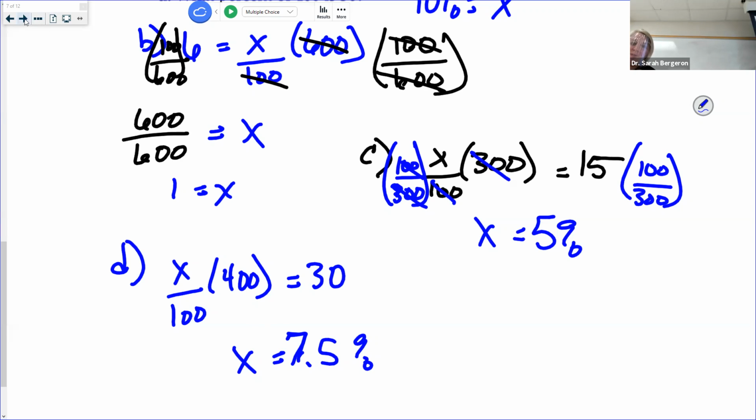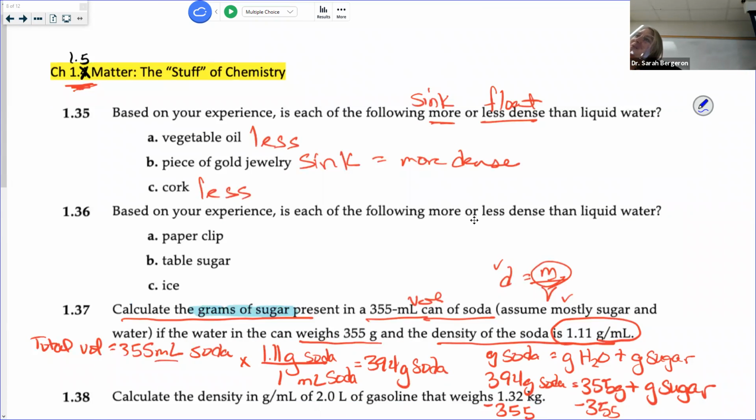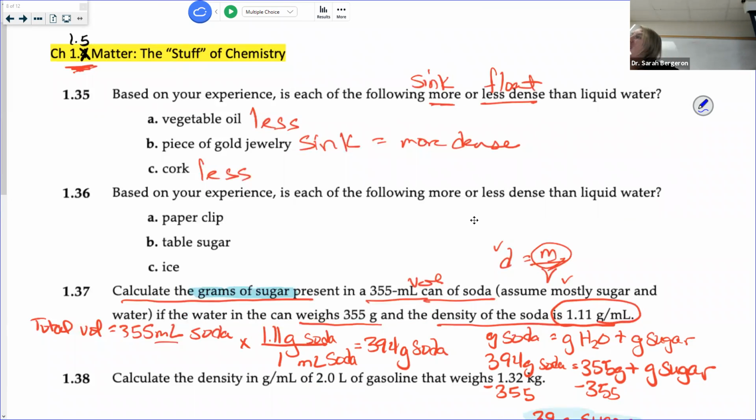All right. So now we get into math and science. It's awesome. That was just math. That was like your math review. Now we get into math and science. So remember last time, we talked about density, right? Based on our experiences in life, what happens when you drop a paper clip into water? Sink or float? Sink. It will sink. Try it at home. A paper clip will sink.